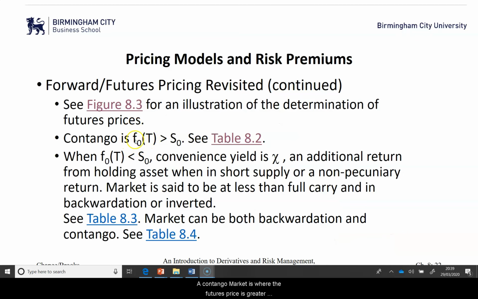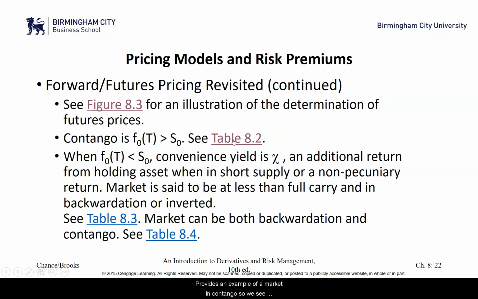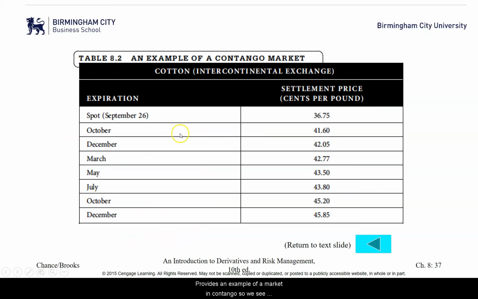A contango market is where the future price is greater than the current spot price. Table 8.2 provides an example of a market in contango. So we see the spot price on 26 September is 36.75, and then we see that the prices for October, December, March, May, July, October and December deliveries are more than 36.75. So in all these cases we see that the future price is higher than the current spot price.